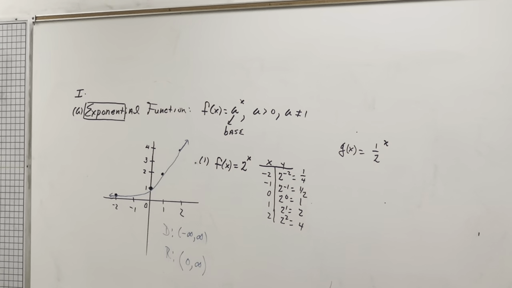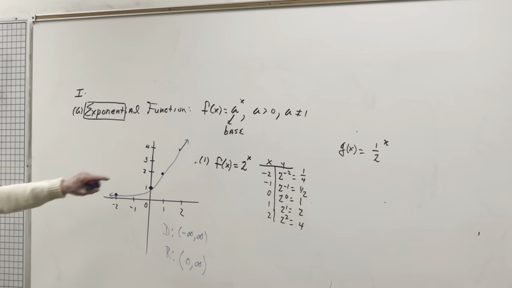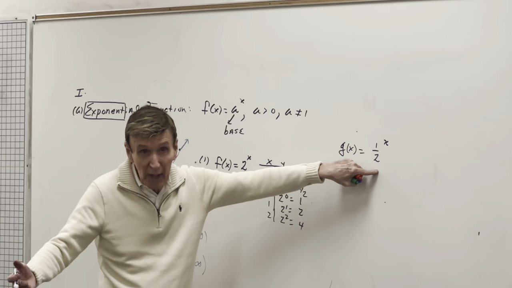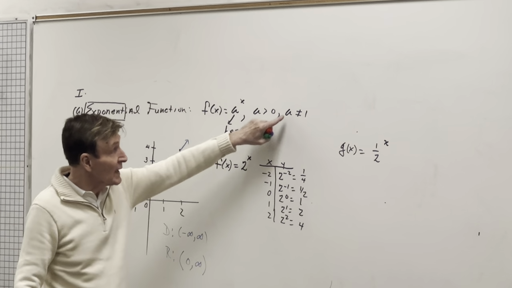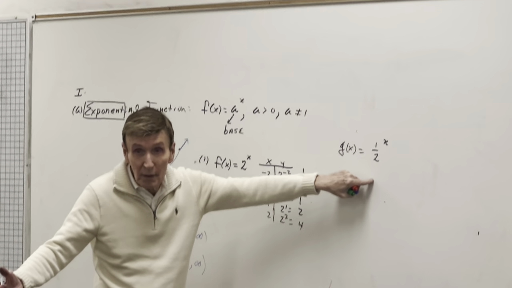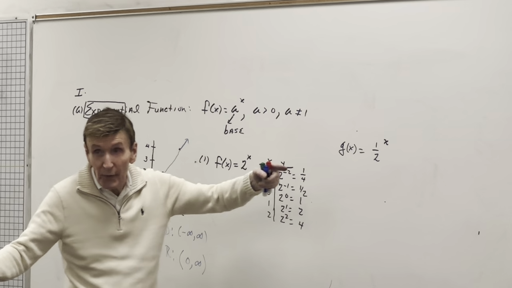By the way, does that fit the description for an exponential? Let's go back and see the constraints here. The a, the base, must be positive. Well, my base is 1/2, it's positive. And the base cannot be 1. No, mine's 1/2. So this is an exponential function.